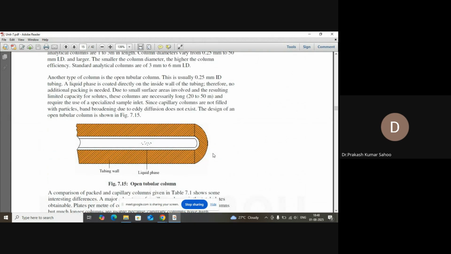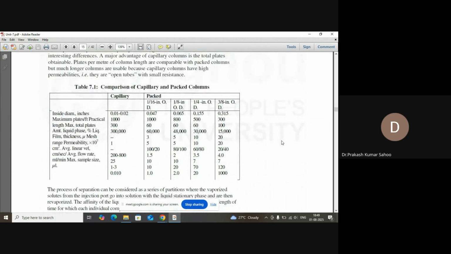And this is the liquid phase, known as the open tubular column, in which the liquid gets spread over the column like in thin layer chromatography, and we may treat it as the stationary phase.